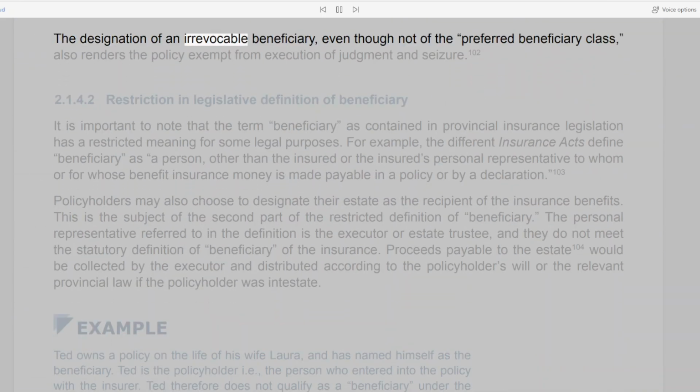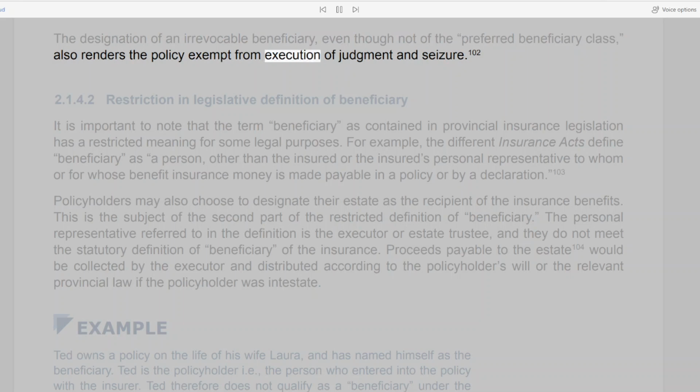The designation of an irrevocable beneficiary, even though not of the preferred beneficiary class, also renders the policy exempt from execution of judgment and seizure. Point 102.